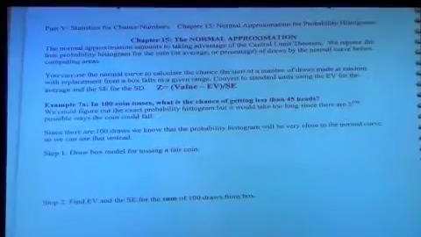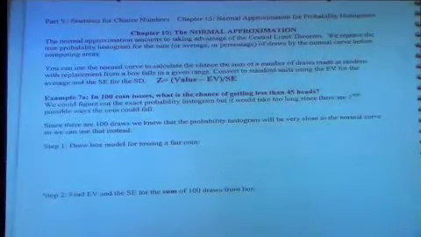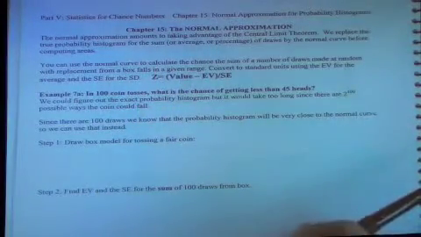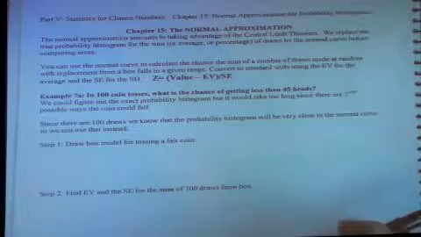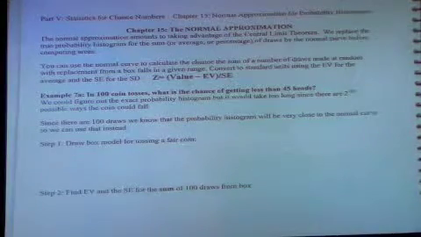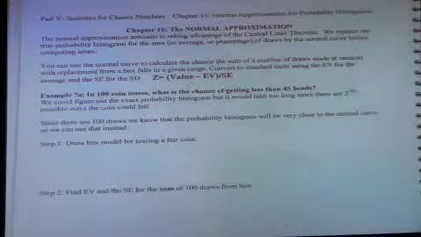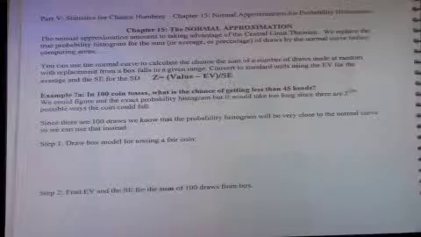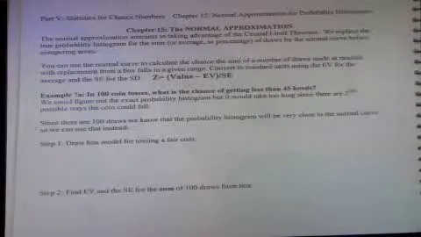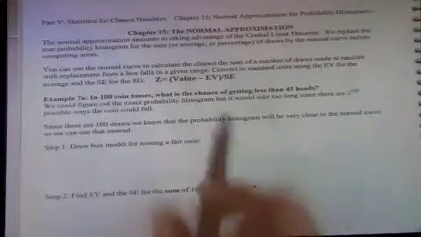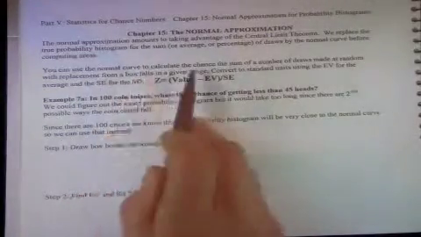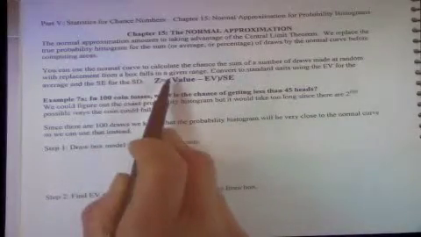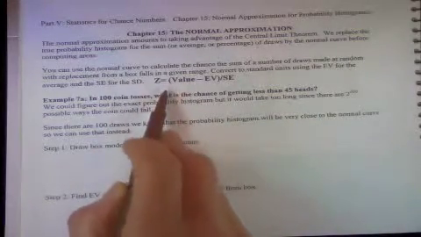Okay, now, so it means that instead of drawing these actual histograms that take a huge amount of time, what can we do? We can substitute the normal curve. And all we need to know to figure the chances of anything within a given interval is the expected value and the standard error, which is pretty much the same as what we did before. For numbers, you can use the normal curve to calculate the chance the sum of a number of draws made at random with replacement from a box falls in a given range.